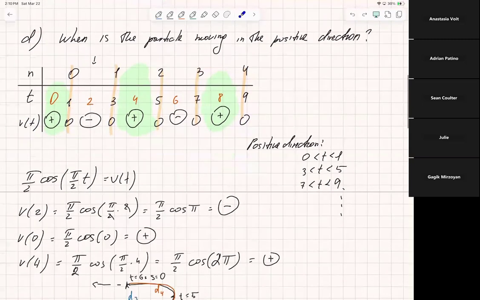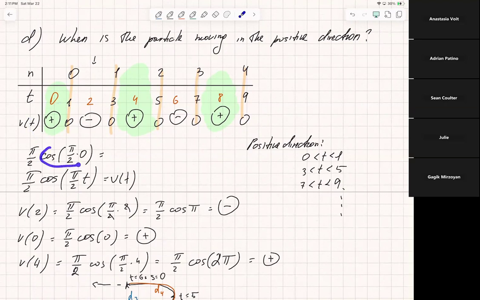So then we will plug in time 0, right? Where did we plug it? Not here, right? So we would have pi over 2 cosine pi over 2 times 0.